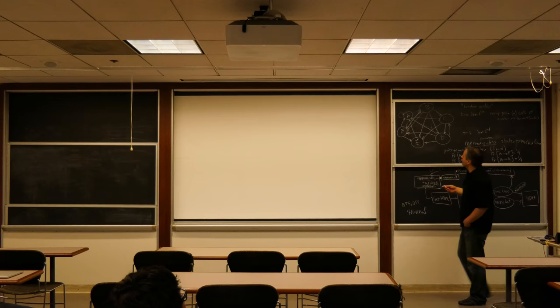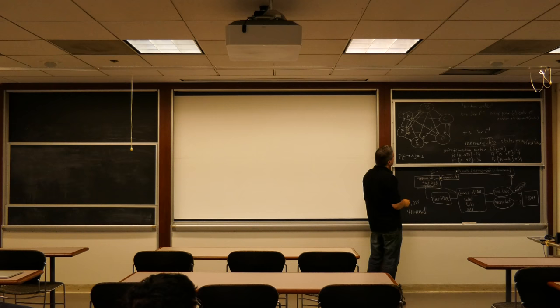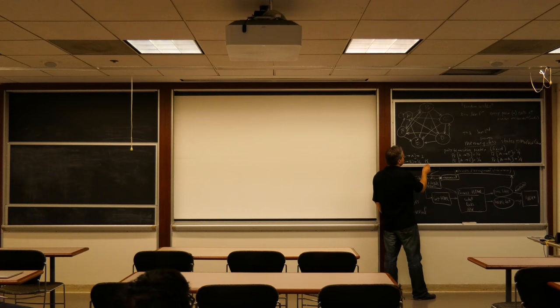What would happen for E? Probability for moving from E to A? 1. How about from C? 1/2. C to D?